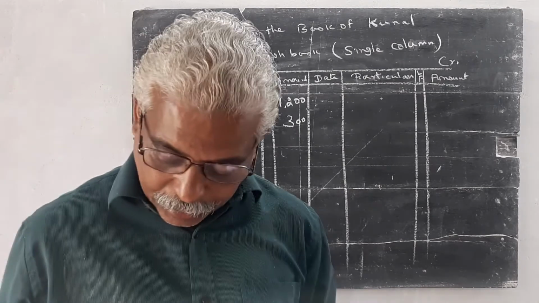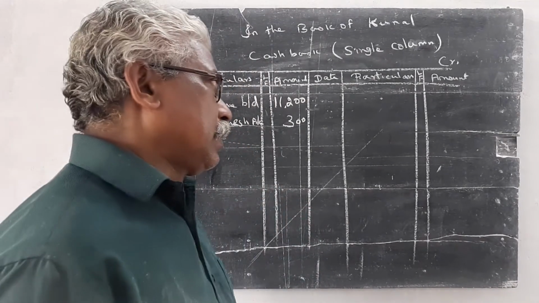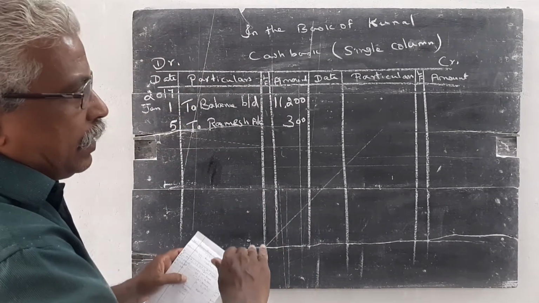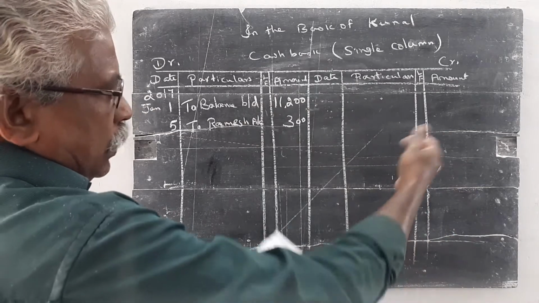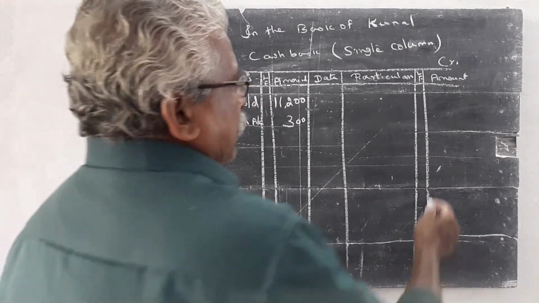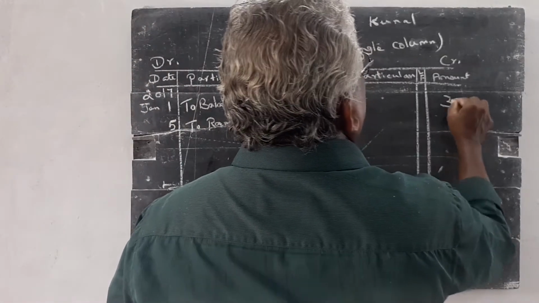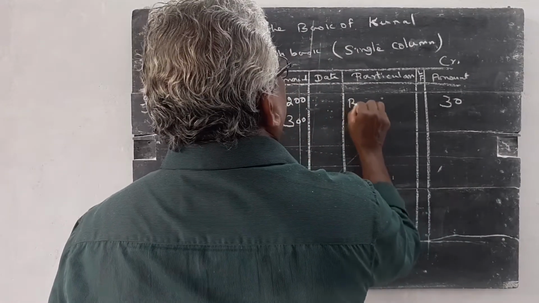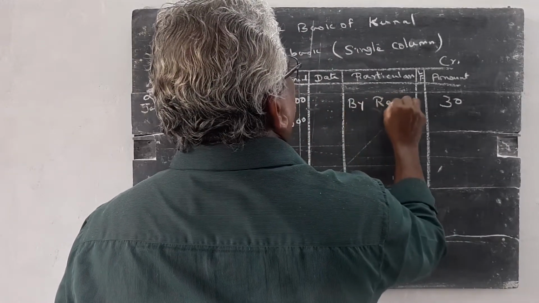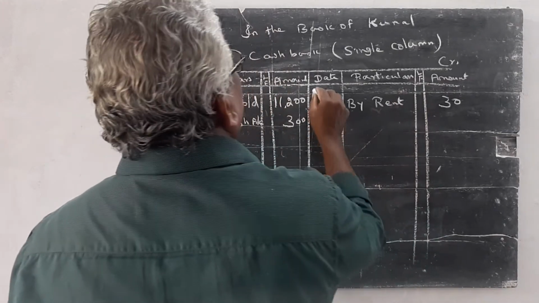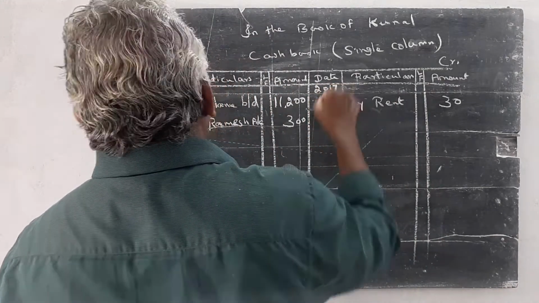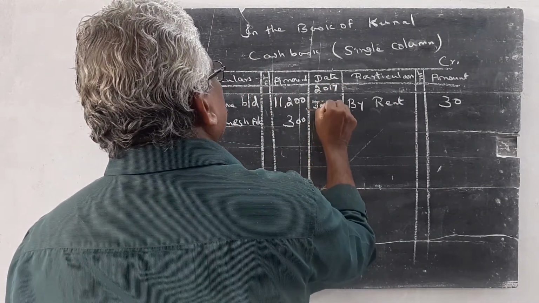Then next transaction, paid rent. When we pay rent, cash goes out, so this amount comes in the credit side. This 30 rupees comes to the credit side, by rent. Then you write the amount column, 2017 January 7.